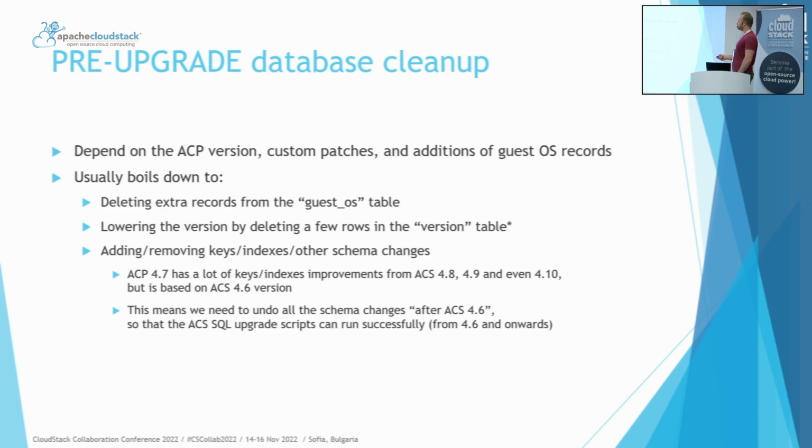Also, you need to learn which CloudStack version the specific cloud platform is based on. So you will need to lower or delete certain rows or lower the version in the version table, just to give an idea. And also, you will need to sometimes do a lot of other SQL changes on the database. Just to show you the fun with CloudPlatform 4.7, it's based on CloudStack 4.6, but they have actually backported an awful lot of key and index improvements from CloudStack 4.8, 4.9, and even some from 4.10. So when you lower the database version to 4.6 and you upgrade CloudStack, it will try to inject all these improvements again, and it will fail. So you need to undo all these improvements in the CloudPlatform database, and only then CloudStack will be able to be upgraded successfully. So yeah, a lot of fun with the DB schema tools and data tools as well.